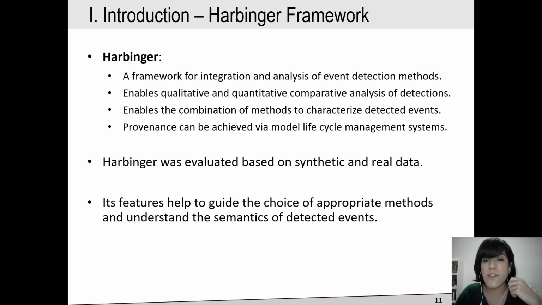Provenance can also be achieved by model lifecycle management systems. And Harbinger was experimentally evaluated based on synthetic and real data, and it was found that its features actually help to guide the choice of appropriate detection methods for a given time series, and also contribute to the understanding of the semantics of the detected events.